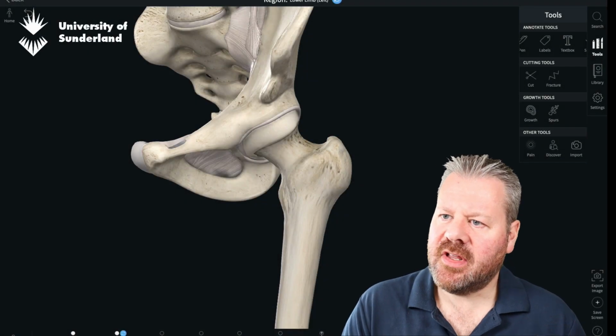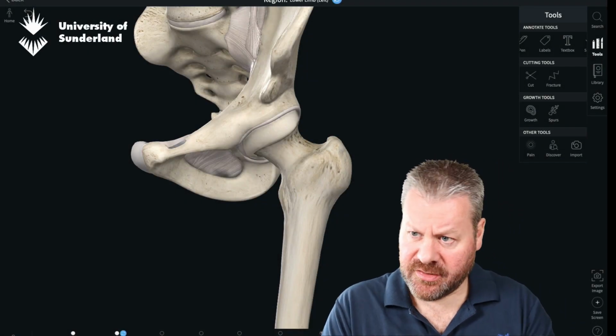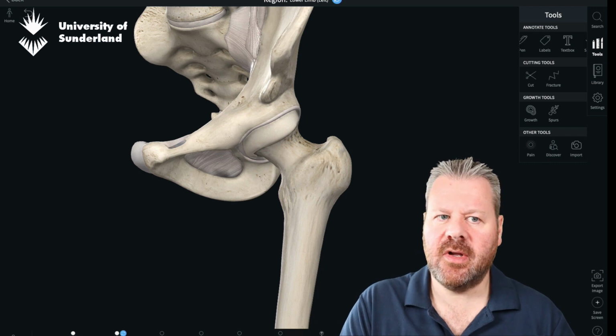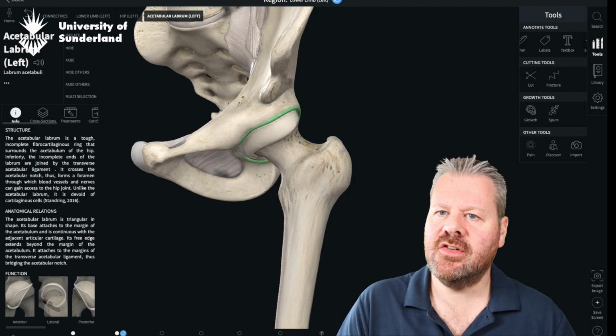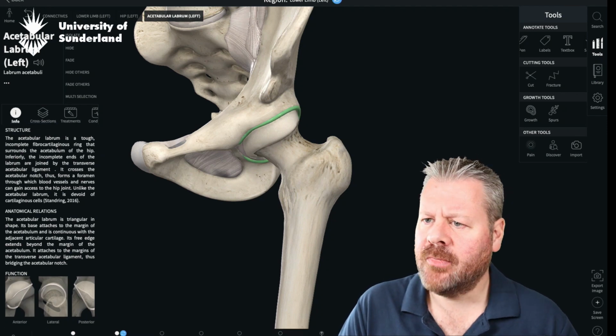Now I've removed some of these ligamentous and capsular structures, and what you can see that we're left with here is this rim of cartilage here, which is the acetabular labrum.